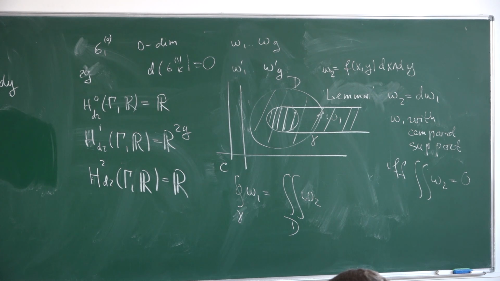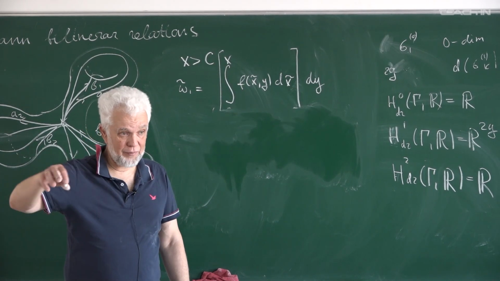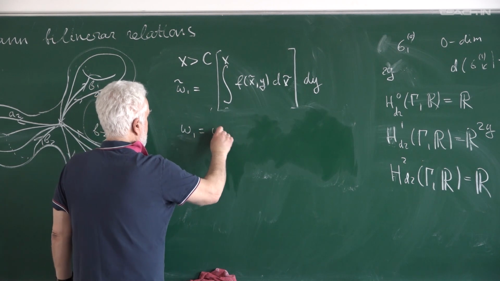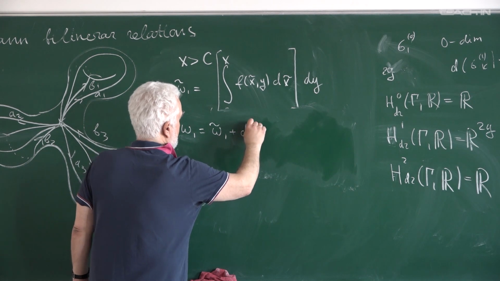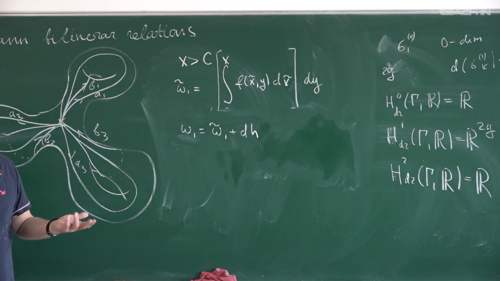But, okay, first of all, we see that we can add to omega 1 tilde a differential of any function, you agree? You can add, because we have d squared is equal to 0, then we can replace omega 1 by omega 1 plus dh. You agree? Because it doesn't affect the differential.